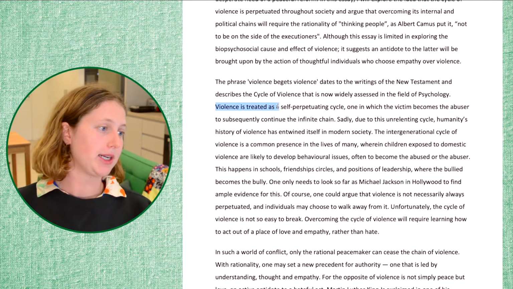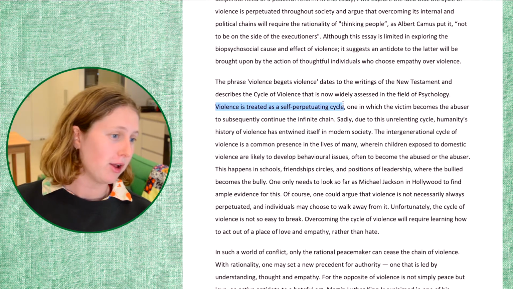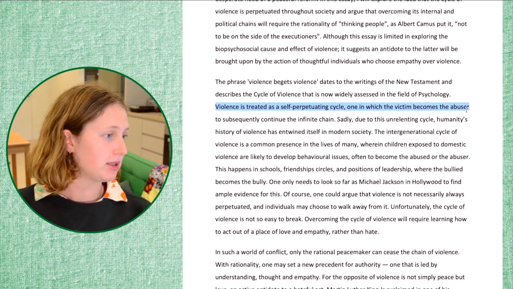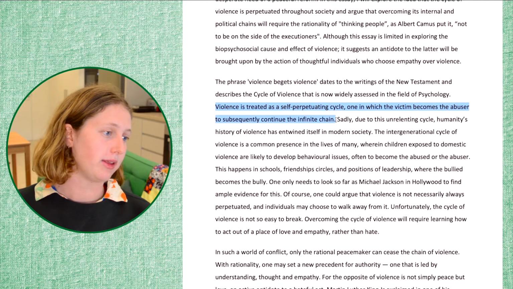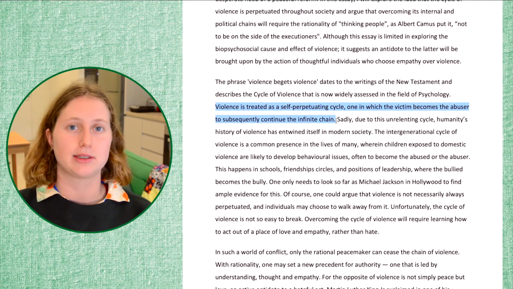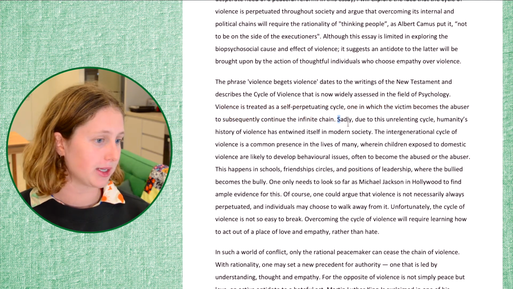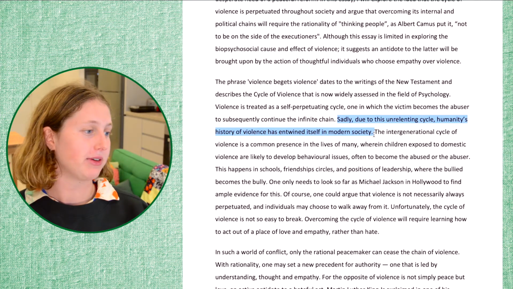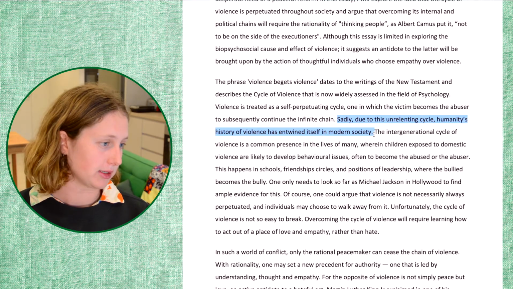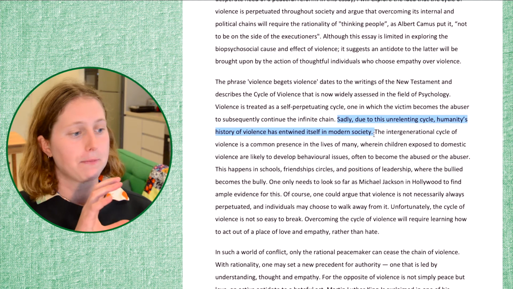I say violence is treated as a self-perpetuating cycle, one in which the victim becomes the abuser to subsequently continue the infinite chain. Okay, so I've just explained the cycle of violence there. That's fine, just a bit of context. Then I say, sadly, due to this unrelenting cycle, humanity's history of violence has entwined itself in modern society. Okay, cool. So that's my point there.